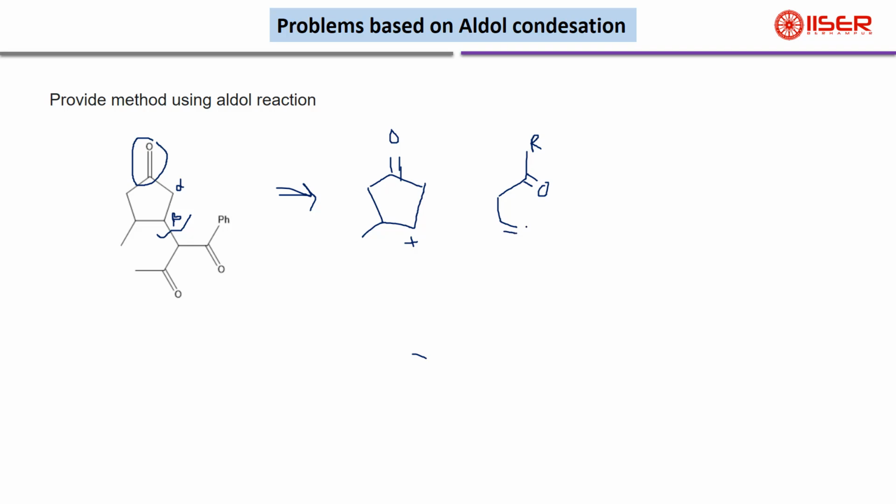This carbon is at the alpha carbon, so you can keep a negative charge at this place. Okay, so what will be the synthetic synthon for these two? So simple, if you add an H plus, we can get this 1,2 diketone type of compound.